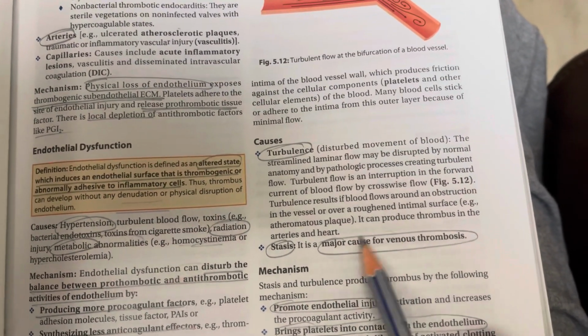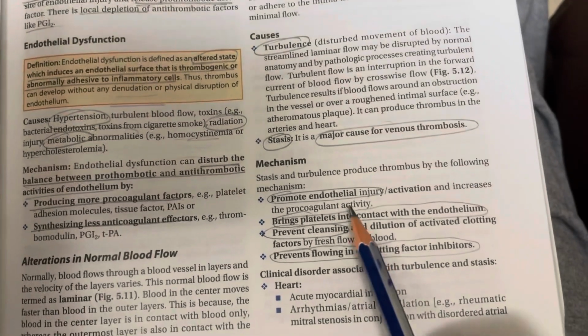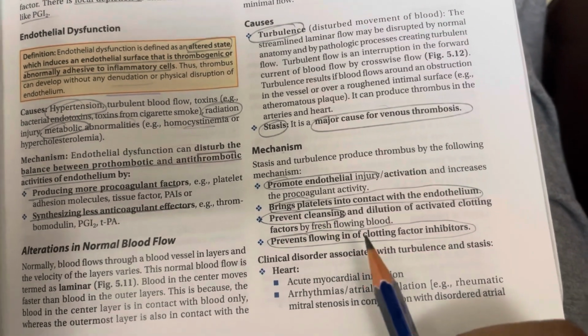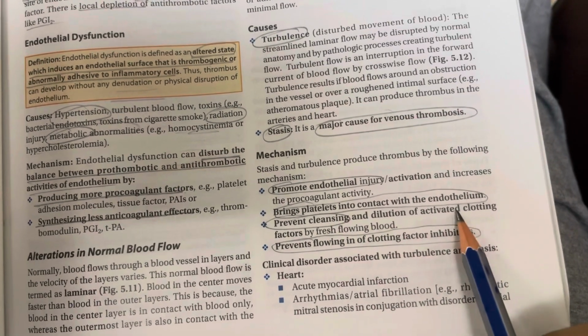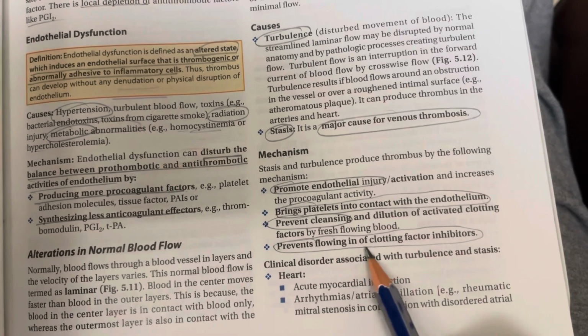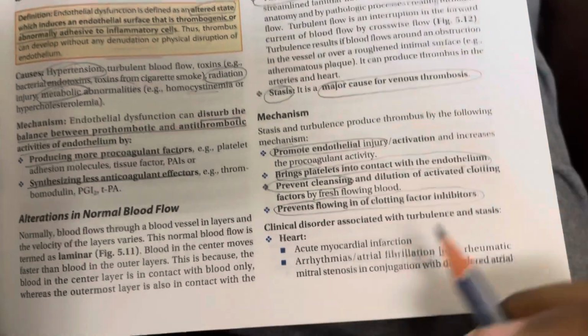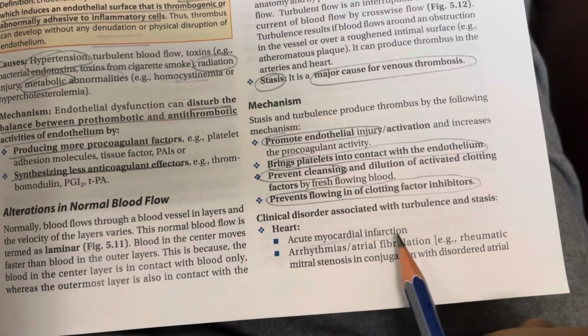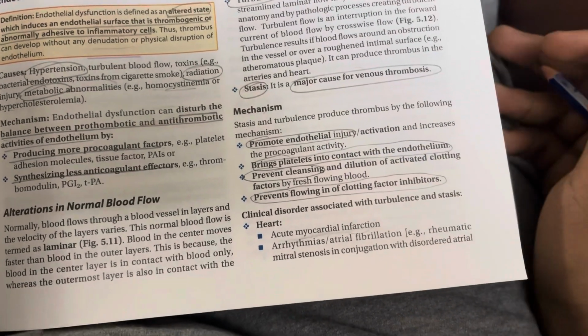And stasis is a major cause for venous thrombosis. So the mechanism: it promotes endothelial injury and activation. It prevents platelets from coming into contact with the endothelium, it prevents cleansing of activated clotting factors, and it prevents inflow of clotting factor inhibitors. So what are the clinical disorders? Heart: acute myocardial infarction. It is related to formation of collaterals in elderly people.